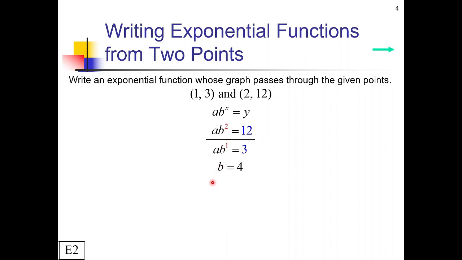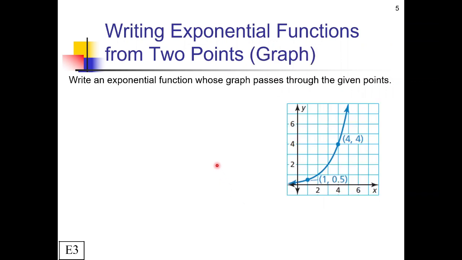So we ended up with b to the first after dividing. So that's kind of nice. Plugging b back in, again, I'm going to use the simpler equation. We have a times 4 equals 3. So therefore, dividing by 4, we get a equals 3/4. And then plugging all that back in, we have 3/4 times 4 to the x power for my exponential function.